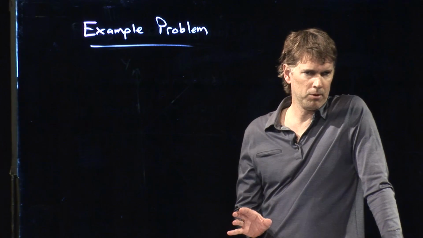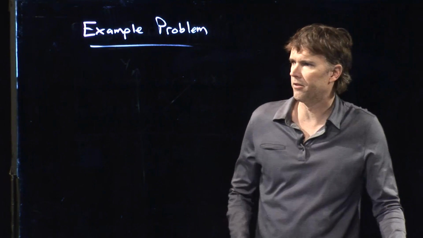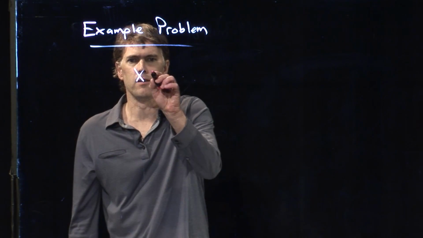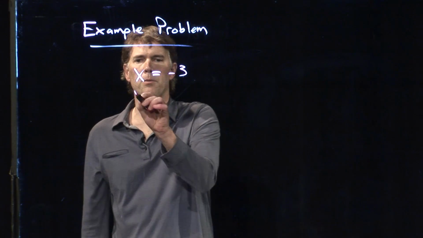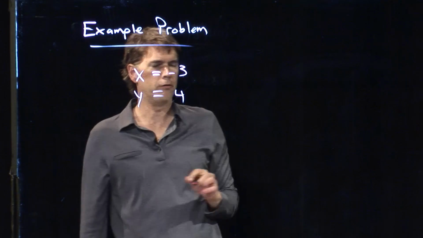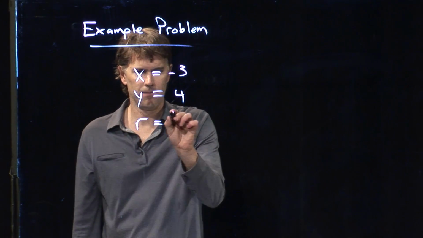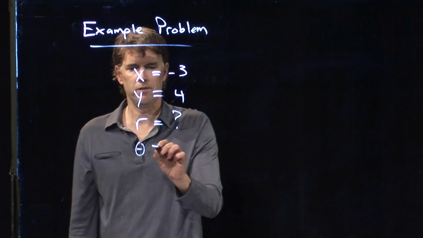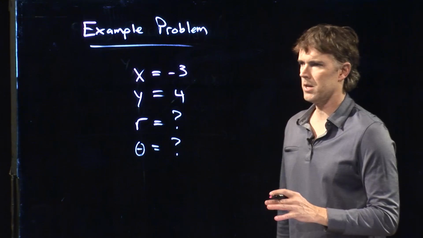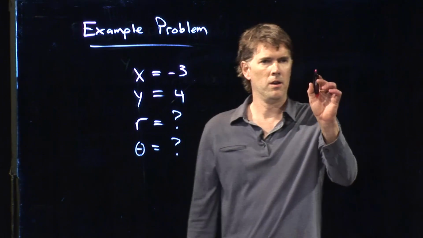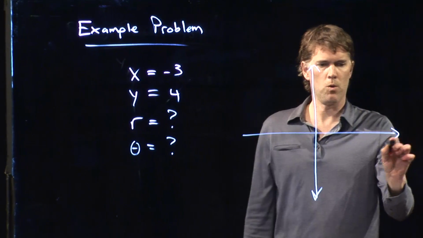Let's try an example of a problem looking at polar coordinates for a simple set of coordinates. And let's start with x equals -3, y equals 4, and let's ask the question, what is r and what is theta? All right, so xy being -3, 4 means we are in a particular quadrant here.